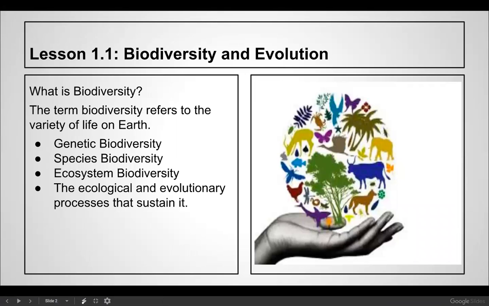So what is biodiversity? If you look at the image, you can see it's a lot of different things, including animals, plants, in a particular area. The term biodiversity refers to a variety of life, and it can be genetic, how many different types of genes within a population, how many different species within a population, and the variety of the ecosystems. Are there deserts and wetlands and oceans and grasslands? And the ecological and evolutionary processes that sustain it. So what are the things that are allowing the ecosystems and the biological diversity to continue?